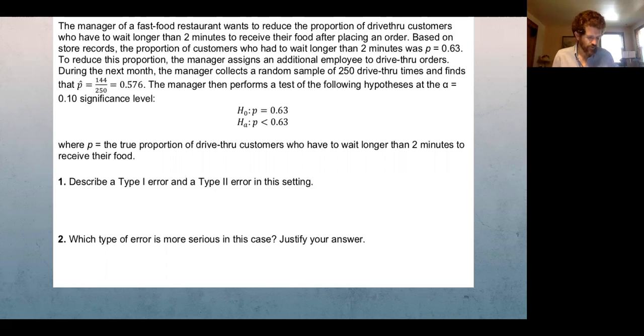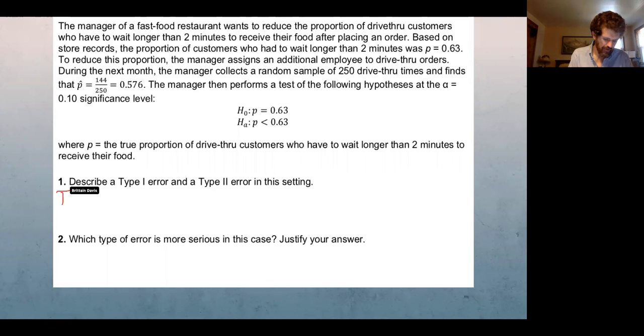The manager of a fast food restaurant wants to reduce the proportion of drive-through customers who have to wait longer than 2 minutes to receive their food after placing an order. Based on store records, the proportion of customers who had to wait longer than 2 minutes was 0.63. To reduce this proportion, the manager assigns an additional employee to drive-through orders. During the next month, the manager collects a random sample of 250 drive-through times and finds that p hat is 0.576. The manager then performs a test of the following hypotheses at the significance level of 0.10, where p is the true proportion of drive-through customers who have to wait longer than 2 minutes to receive their food. So we want to describe a type 1 and type 2 error in this setting.